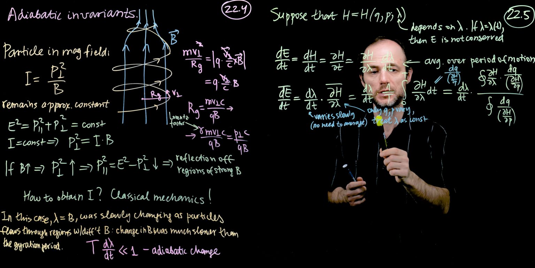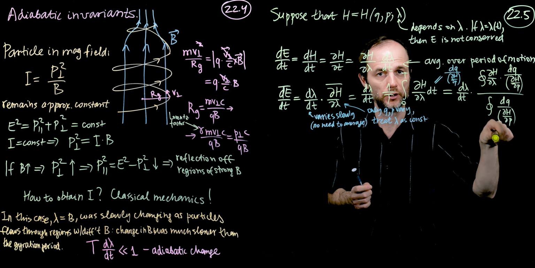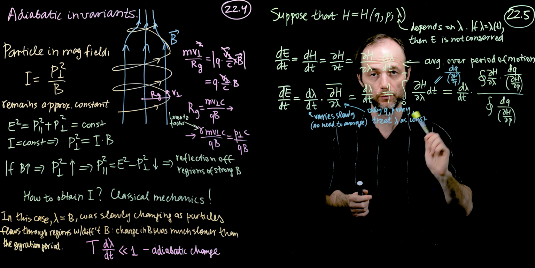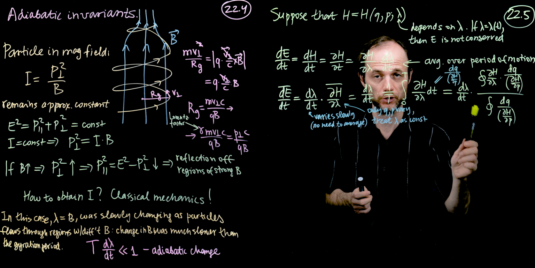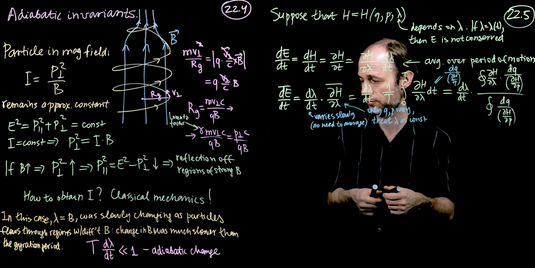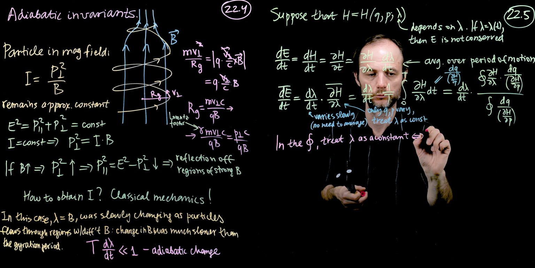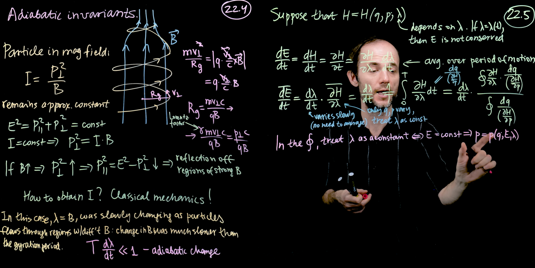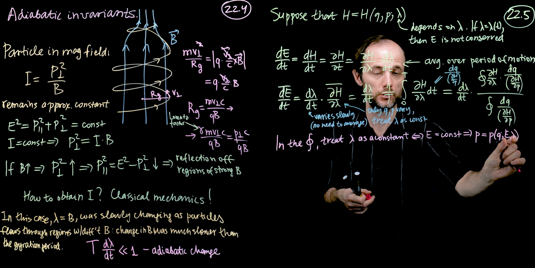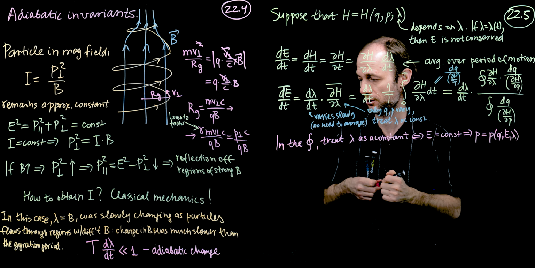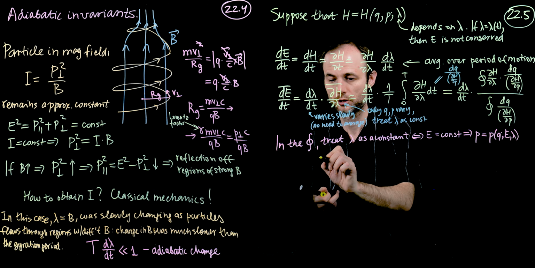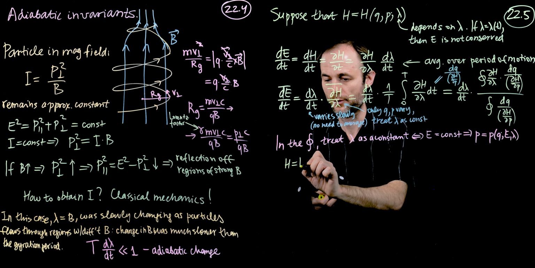So, as we mentioned, in these integrals over the period, we're going to treat lambda as a constant, which means that energy over one period we will treat as well as a constant, because then there's no time dependence in the Hamiltonian and it's going to be conserved. Which means that we can express the momentum as a function of the coordinate and the constants E and lambda. And we can plug this into the expression for the Hamiltonian.